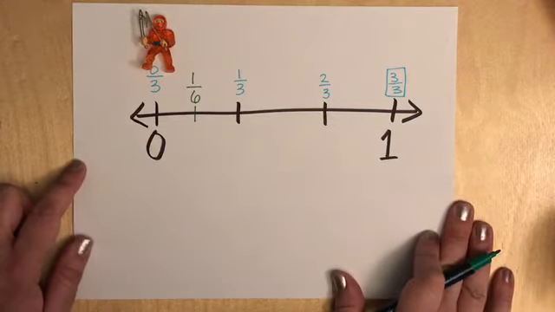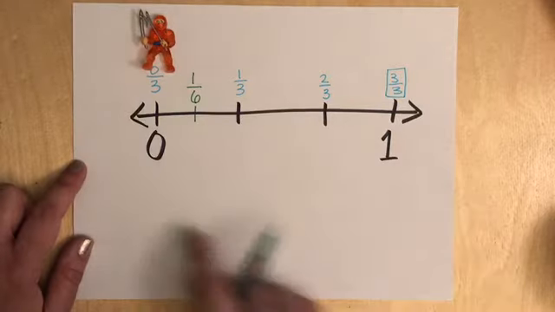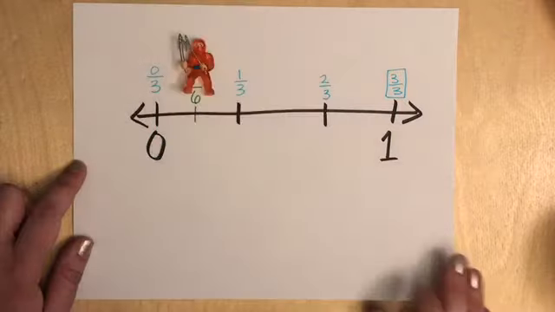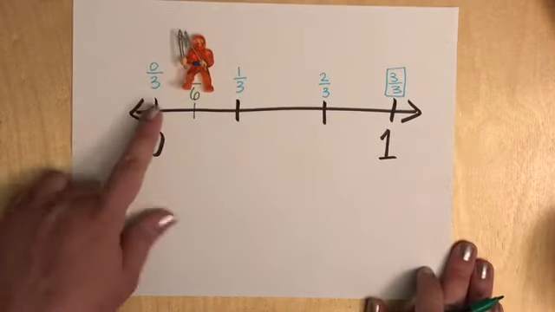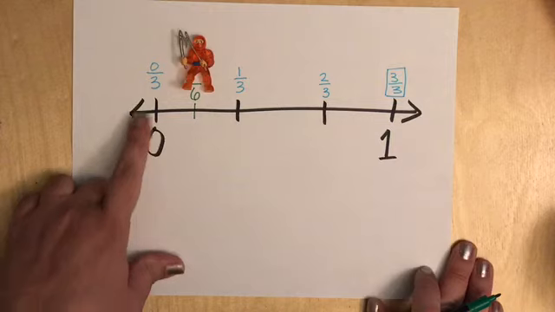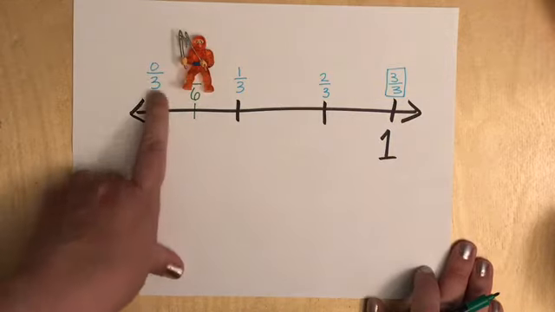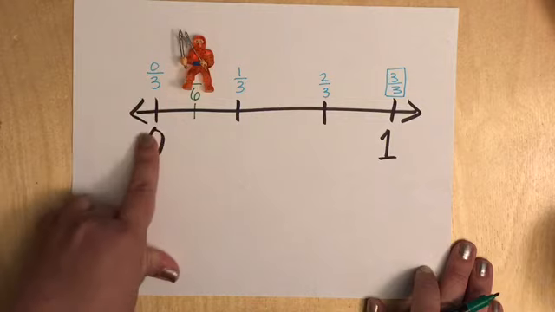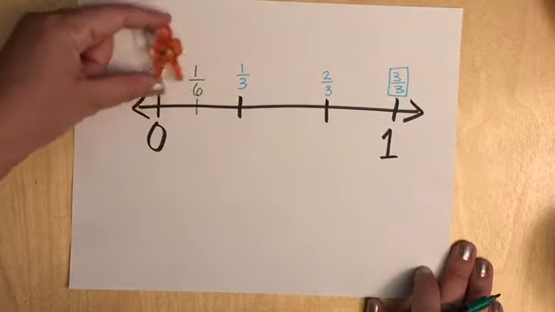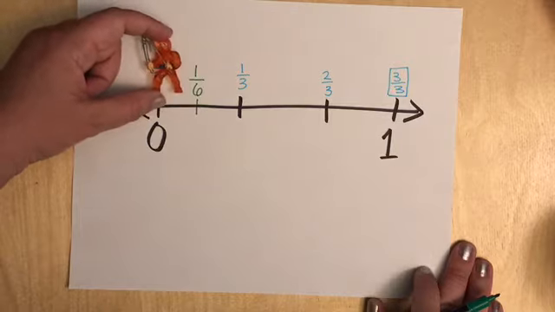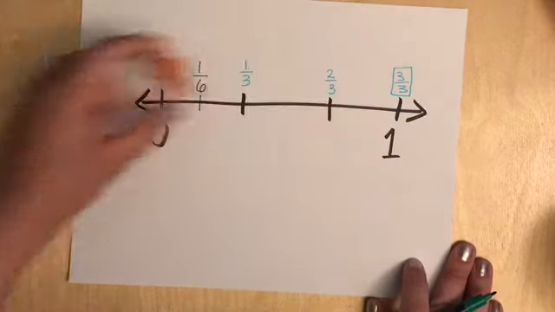So now, which fraction is closest to 0? Yeah, 1/6 is closest to 0 now. Notice I'm not saying 0/3 is closest to 0, because 0/3 is the same as saying 0. So these are the same number right here. So 1/6 is now closest to 0. Which is the furthest from 0 still? Yeah, it would still be 3/3.